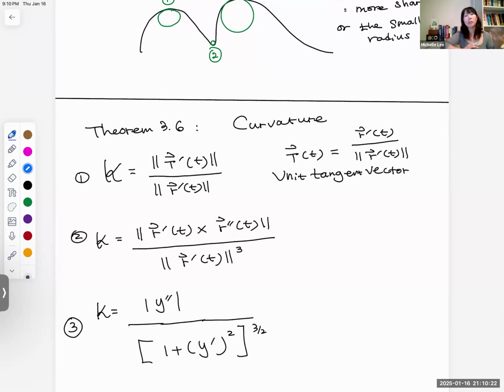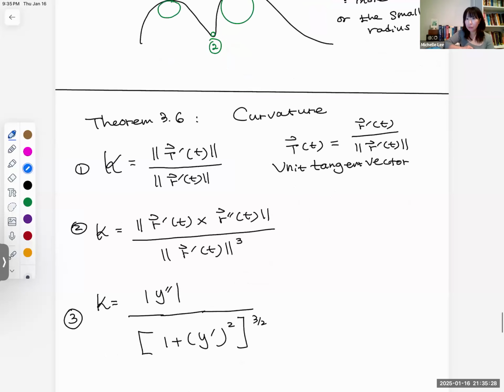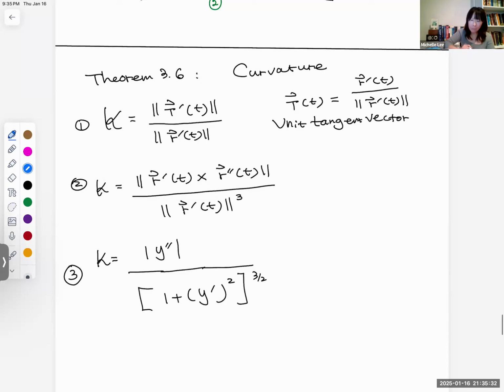Then we have the formula of curvature. How do you find the curvature? If we have a circle, it's easy to find because it's 1/r, right? Okay, so we have three different curvature formulas. So let's do that.